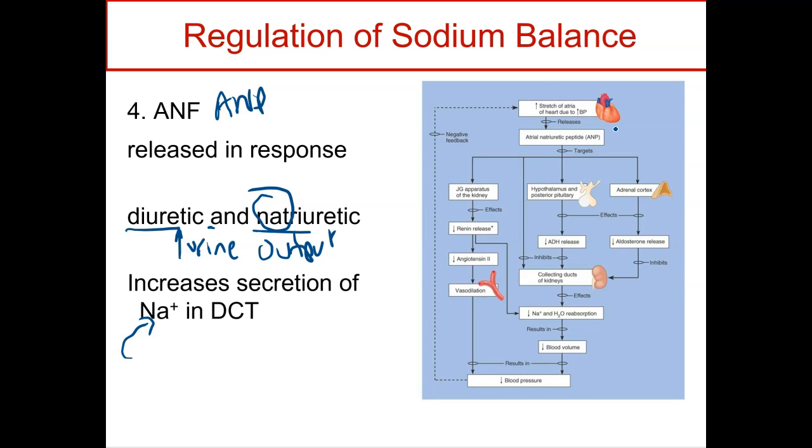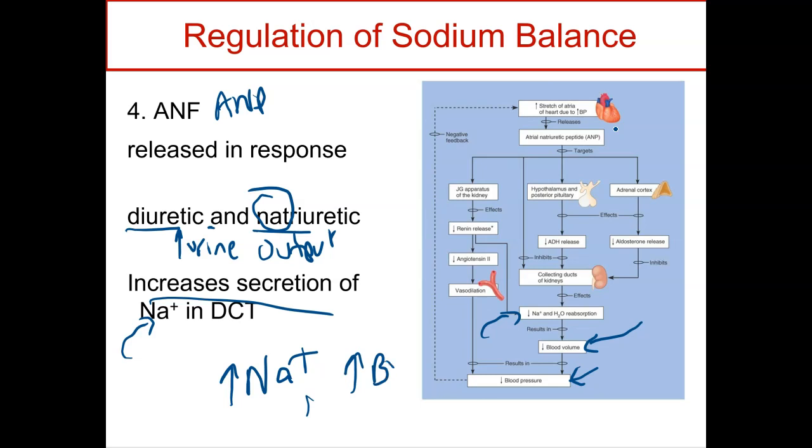So when ANF is released, it actually will cause your kidneys to kick out the sodium. So you're decreasing sodium reabsorption, which means it's leaving in the urine and water tends to follow, and so it's going to increase your urine output. That would lower your blood volume and lower your blood pressure. So things that typically stimulate its release would be anytime we had a high plasma sodium level, or theoretically we had a higher blood volume or higher blood pressure.